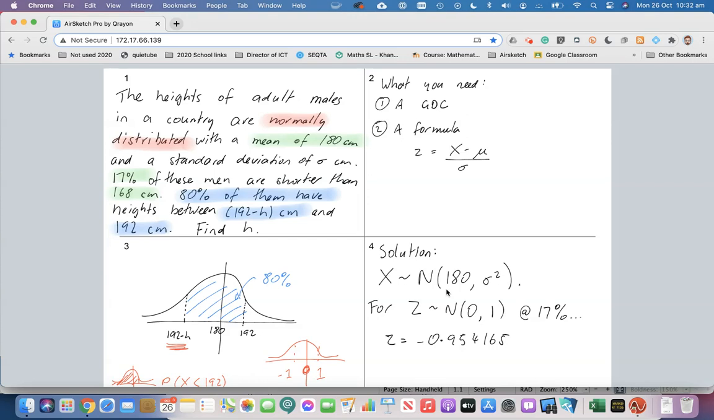0.95415. Now, just to remind you what I've done here, I've got a standard distribution, and I've knocked off a little bit here, and that's 17% under the curve. And it turns out, using that formula, that this value here will be negative 0.954 to 3 significant figures. Okay, so that's kind of what I've got. And now I need to scale that up to the actual distribution that we've been given. I'll do that on the next page.